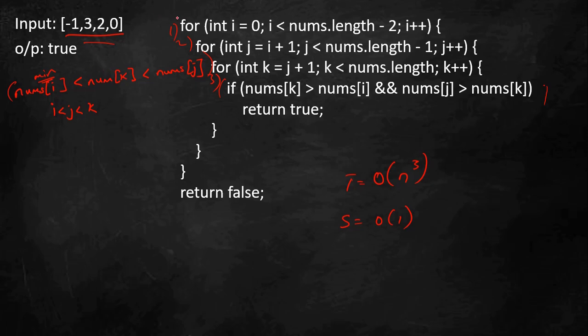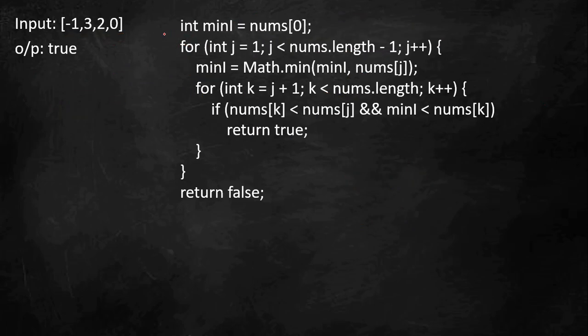So what we can do is remove this particular for loop, and within the j for loop we can just check what is the minimum till that point and use that, let us call it min of i, to replace nums[i]. The algorithm for that will look something like this. We are using min of i which points to nums[0], then for each j iteration we are checking what is the min of i till that point. So it is Math.min of min of i and nums[j], the current element, and then inside the for loop we are checking the same condition: nums[k] is less than nums[j] and min of i is less than nums[k].